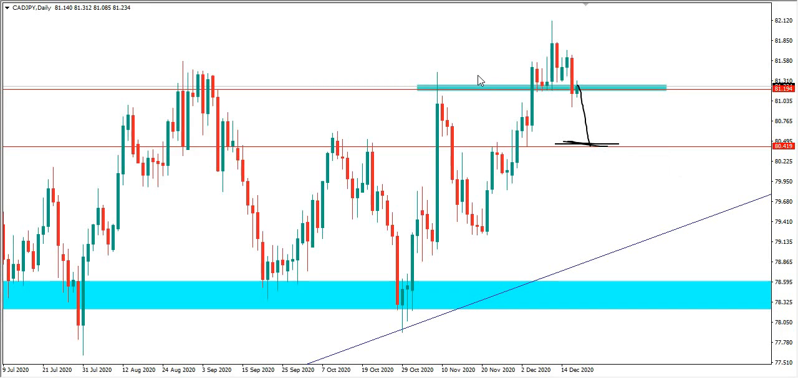So this is all on CADJPY. What we'll expect will be to see a rejection of this area, this whole zone right here. So if we are going to see this rejection with a good entry reason, then we are going to be taking a sell trade with good risk to reward down to the first daily target at 80.41 over the next few days or weeks, as the case may be.